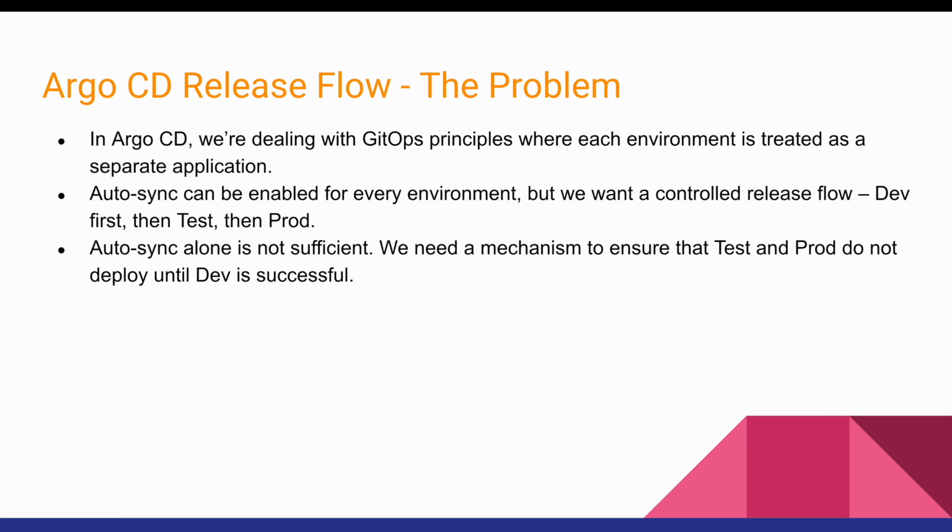We have an option of auto sync. You can enable auto sync, and as soon as the image push happens, it will trigger. But we want a controlled release flow, right? We want first dev, then test, and then prod. So we cannot just enable auto sync for higher environments. We need to create some mechanism to ensure that test and prod do not deploy until dev is successful, because we want to create that flow. And that is how it should be, right? First dev, then test, then prod. So how will we design the solution or solve this problem using Argo CD?